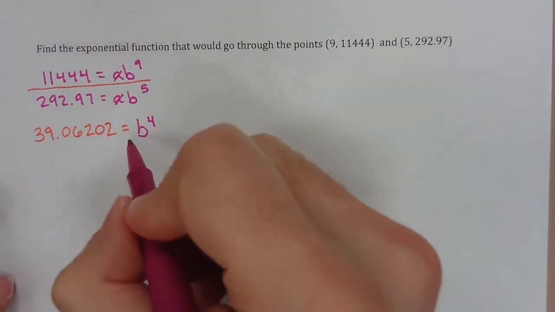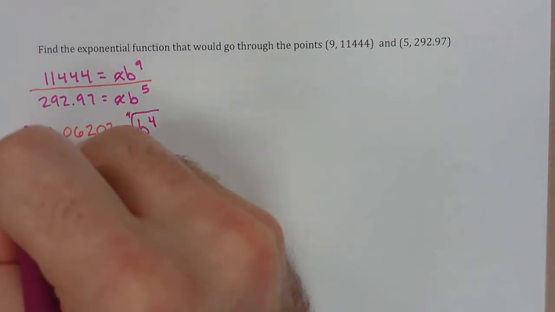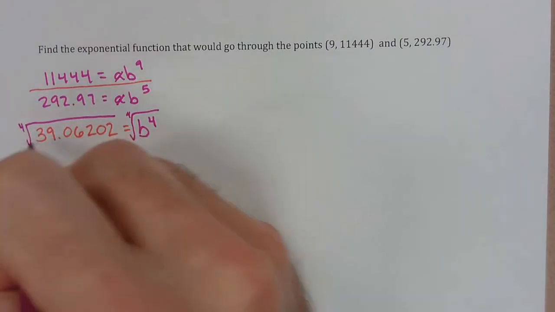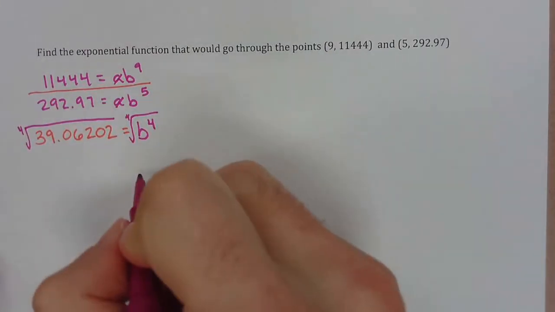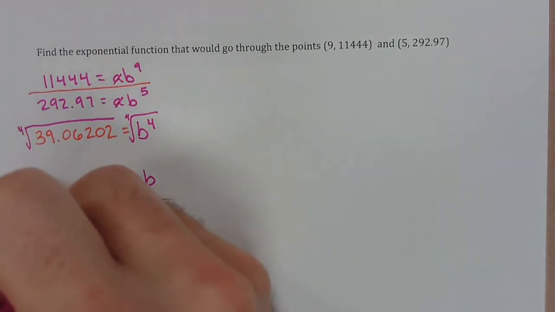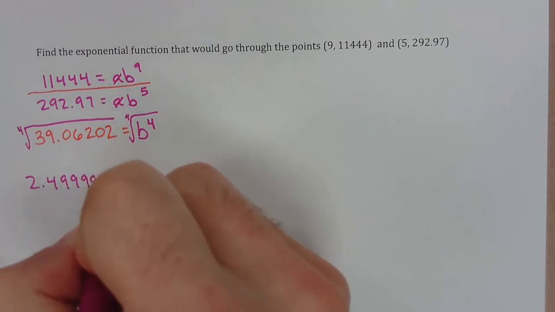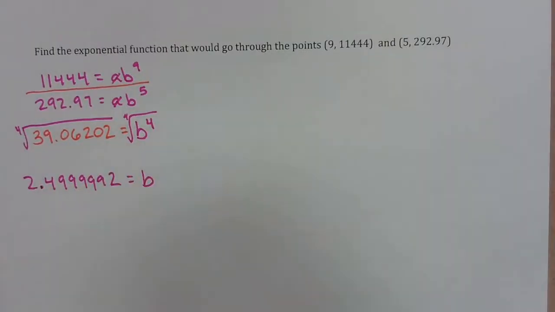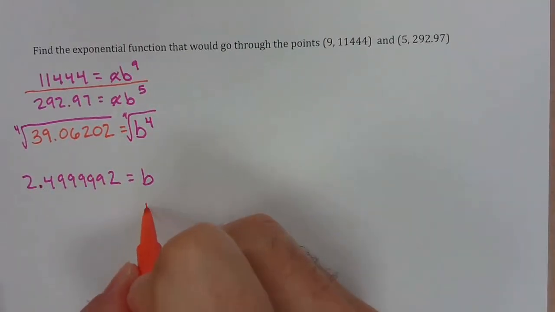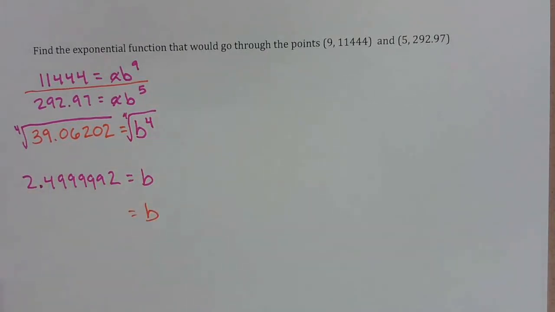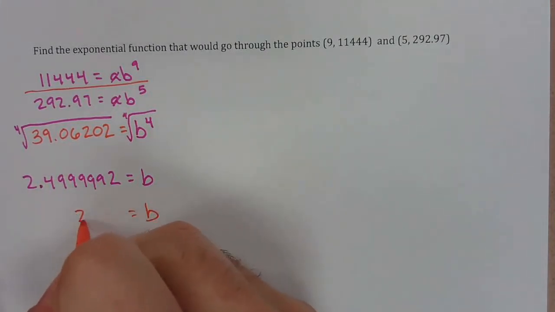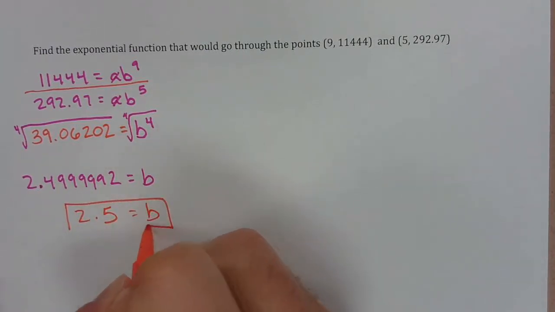When I take my 4th root, I want to be as accurate as I can, so I am going to type in all of these numbers. That's going to give me b equals 2.4999992. Now here we're just going to use our idea that we're using exponentials, so the value of b is really important. If we get something with a decimal that's crazy close to something, we're just going to use it. So 2.5 is what we're going to say b is.